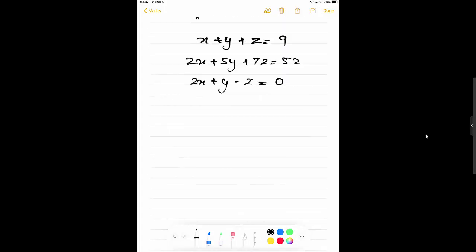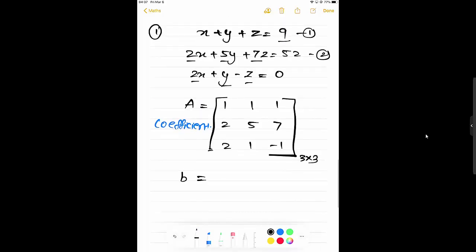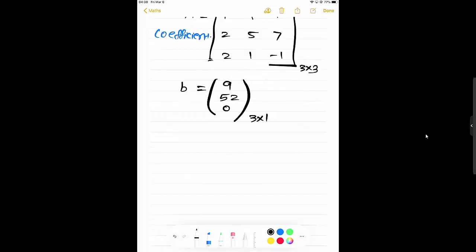We have three equations. From these equations, first we have to find the coefficients, variables and constants. Can you tell what the coefficient matrix will be? The matrix A will be, you have to write the value of each variable. When you consider equation 1, it will be 1, 1, 1. Then equation 2, it is 2, 5, 7. Then equation 3, it is 2, 1, minus 1. So from the equations we have formed matrix A. The matrix A is the coefficient matrix. Then the constant here is 9, 52, 0. It is a 3 cross 1 constant.